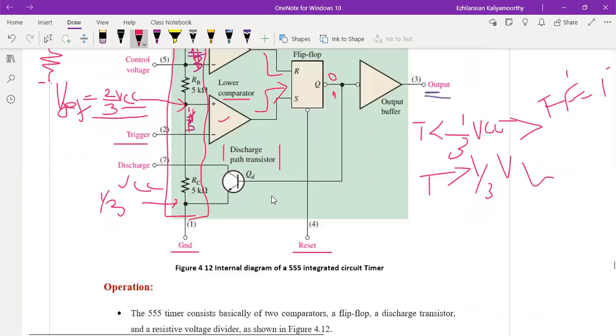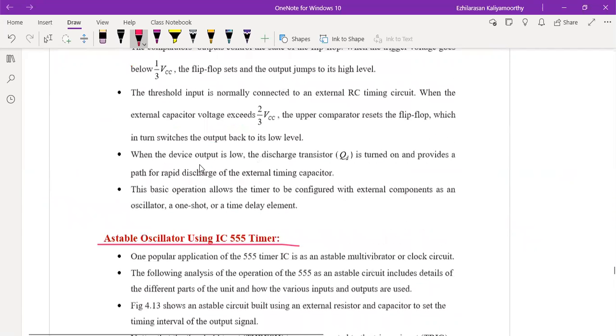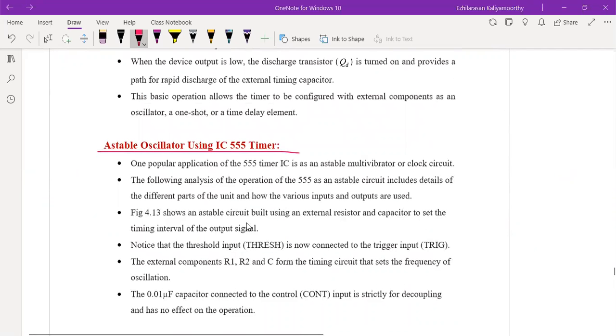But as per your syllabus, it is the astable. This is what is there. So we need to know that to study about this, so only they have given that. Now here the astable oscillator using IC 555 timer. This is the main topic actually of ours. Astable oscillator using IC 555 timer.